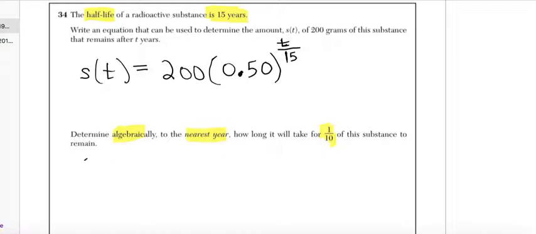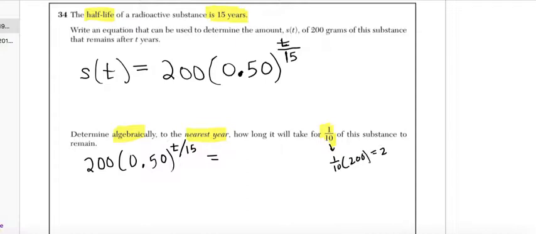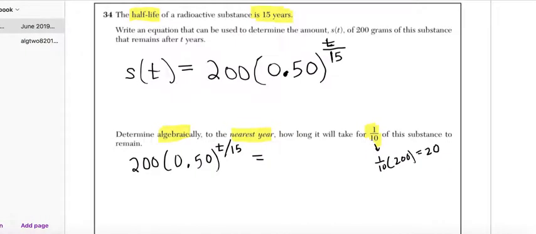of 200. So if I do it, 200 times 0.50 to the t over 15 is equal to, well, if I do this here, I don't know if they want us to show that much work. It's 20, right? I don't think that was necessary, but I put it just in case. My equal signs sometimes come out just terribly. So 1/10 of 200 equals 20. Okay, so we want it to be 20.